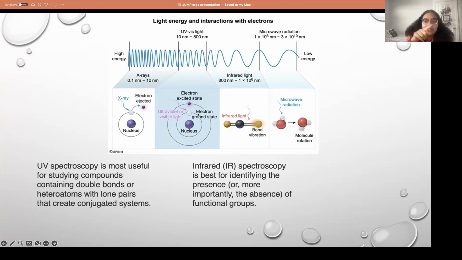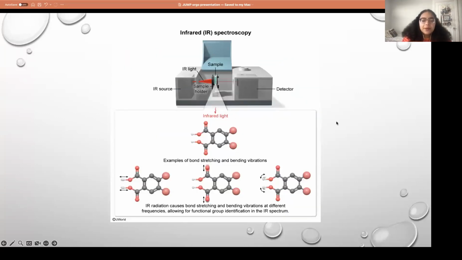You can also see in the photo there, the ultraviolet light can be absorbed and excite the electron. So yeah, just like double bonds, conjugated systems. Infrared, we're going to go a little more into, but it's basically to help find functional groups. So this is what it would look like.